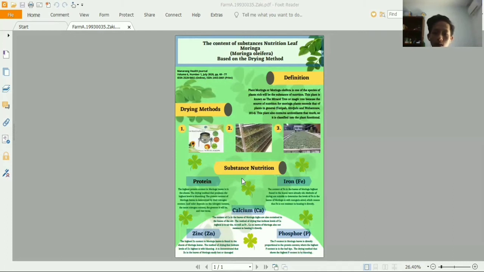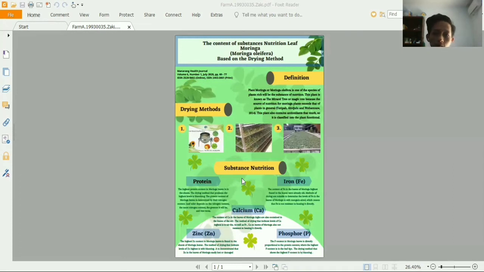Based on the drying method, the highest calcium content is in the drying method with aerating only, and the lowest is the drying method through the blanching process. As with other nutrients, calcium in moringa leaf is not resistant to direct heating. So even though the concentration is high, in the direct heating process, much is lost or damaged. Food processing with high temperature can reduce calcium levels in foodstuffs.